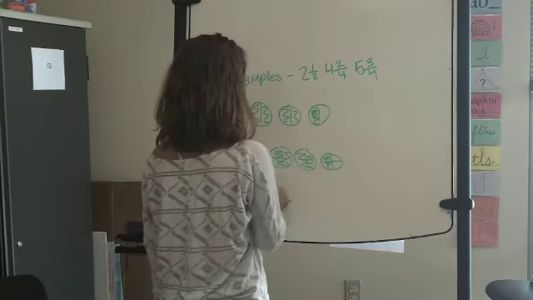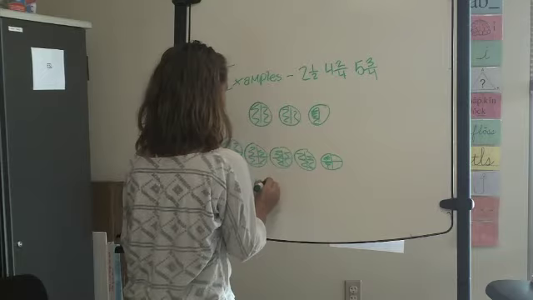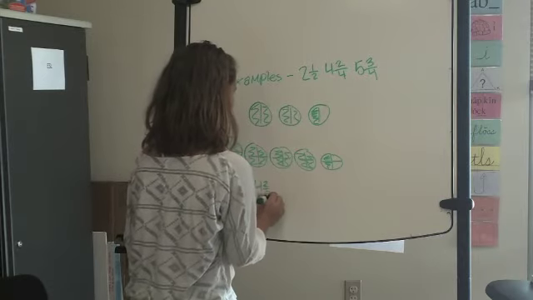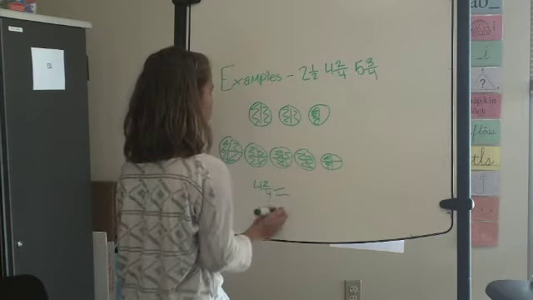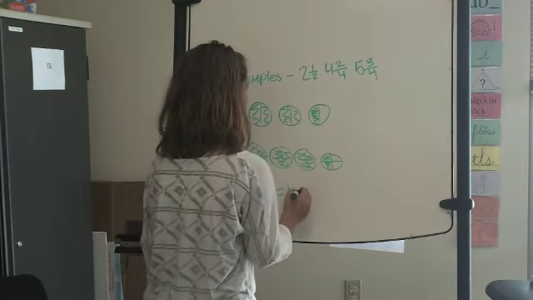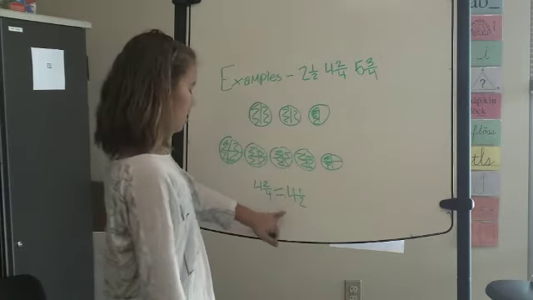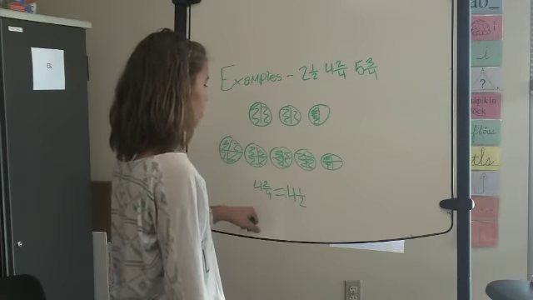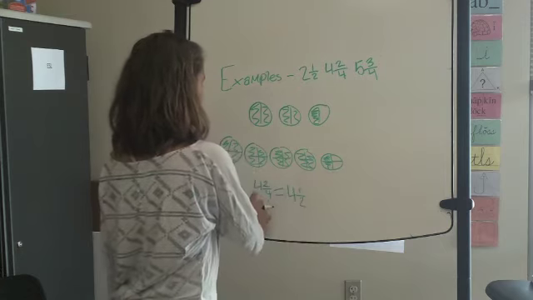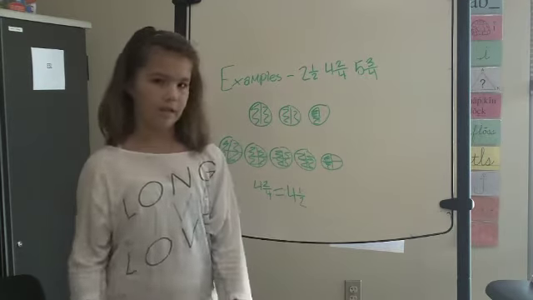So 4 and 2/4 is equal to 4 and 1/2. That's a little bit harder, but if you knew that 2/4 equaled 1/2, you could have said 4 and 1/2 instead.